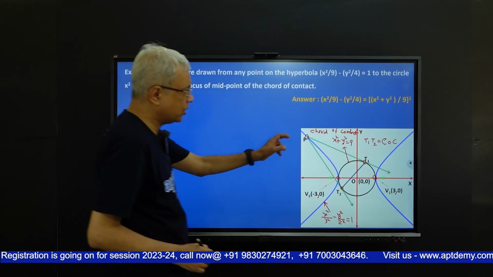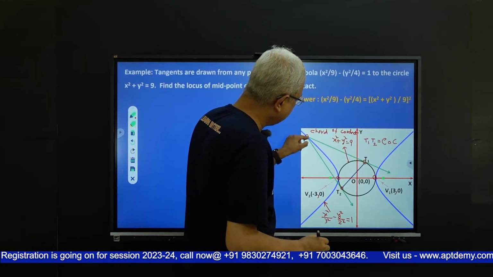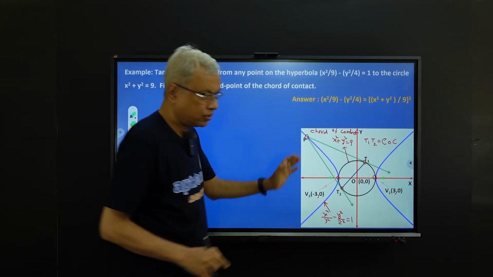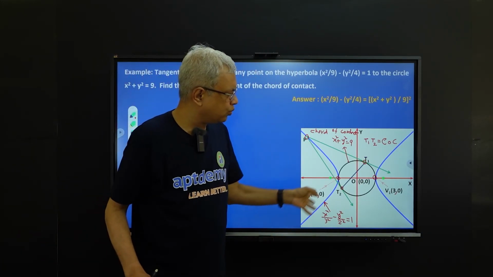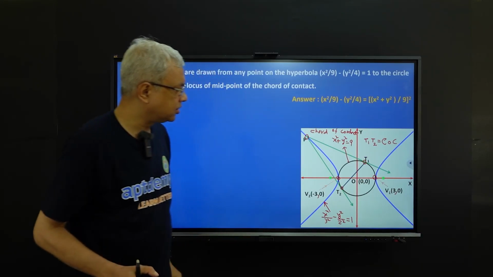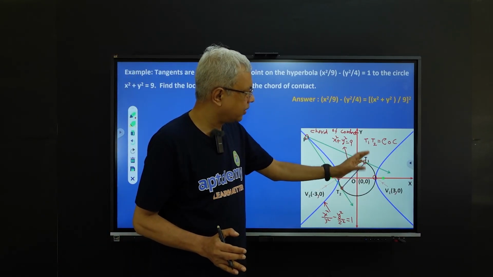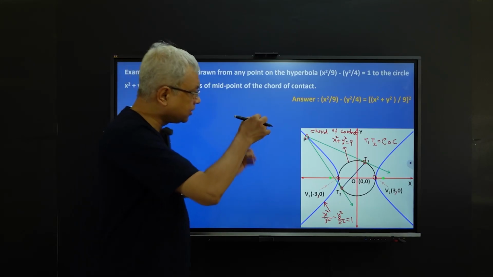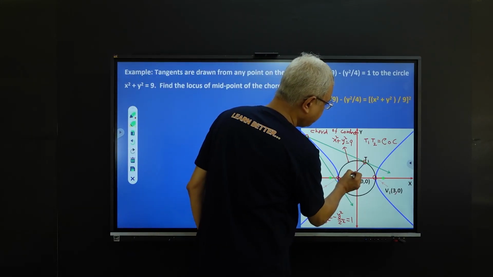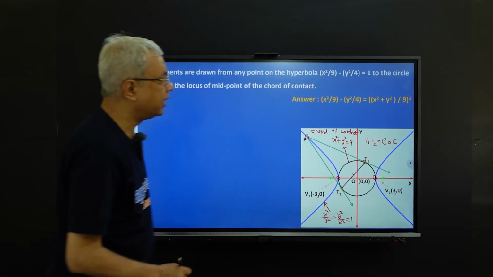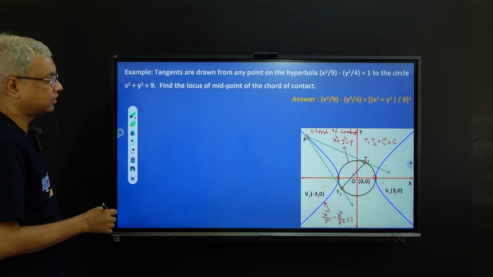Now for different points, if I take different points on the hyperbola, I can draw many different pairs of tangents and I can get many different chords of contact. So what is the locus of the midpoint of such chords of contact? That is to be determined.